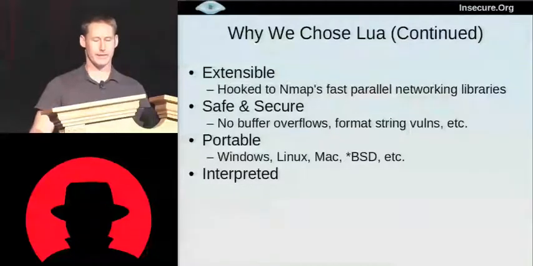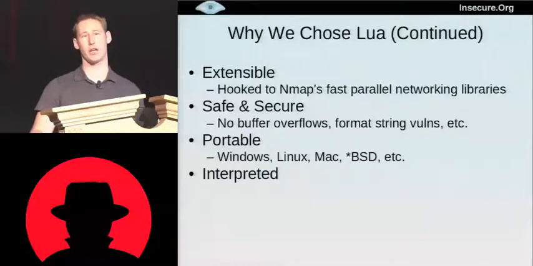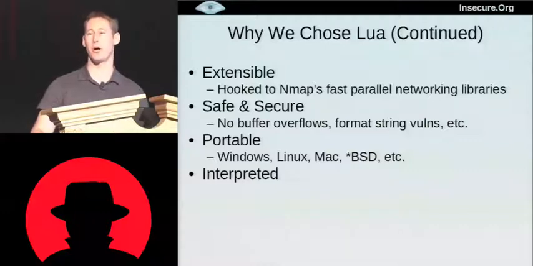A few other reasons: it's extensible. So instead of using Lua's default socket and networking code, we hooked it to Nmap's fast parallel networking libraries. It's safe and secure. Take the example of Wireshark with their protocol dissectors written in C. Yes, it solved the problem of allowing a lot of different users to contribute dissectors for an enormous number of protocols, but a huge number of them turned out to be insecure with bugs like buffer overflows and format string vulnerabilities and things that are specific to languages like C, where you do your own memory management.